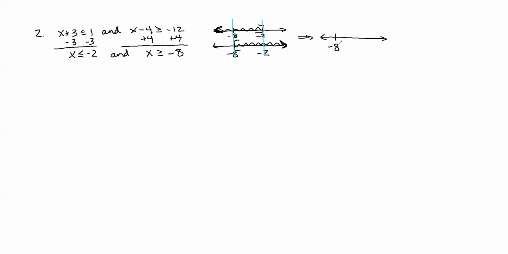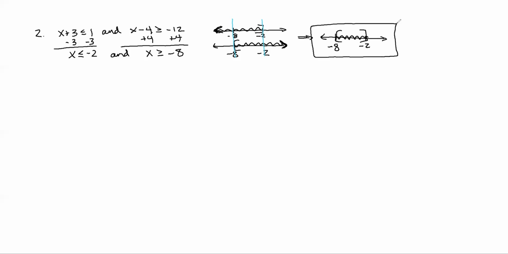And are we going to have a parenthesis or bracket here? Well, we're going to have a bracket because that's what we have at that negative 8. And all the way to negative 2 with another bracket. Shade in between. So this is part of our solution.